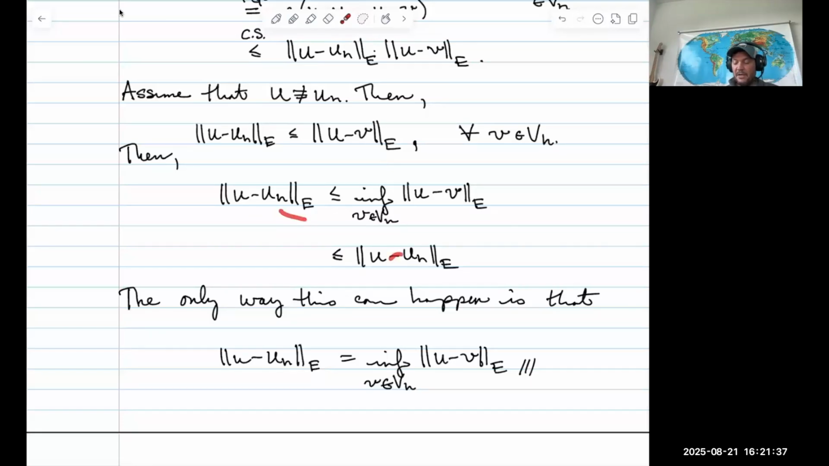Well, these two have to equal each other, and that forces this, kind of like the squeeze theorem, to be exactly equal to that. The only way that this can happen, in fact, is if I have that the norm of u minus uh in the energy norm is equal to the infimum of u minus v taken over all possible v in VH. So that's what we call Céa's lemma, and it's a best approximation. We're going to use that later on to derive error estimates for the finite element method. That's going to be kind of the fundamental step in proving error estimates in the finite element setting.